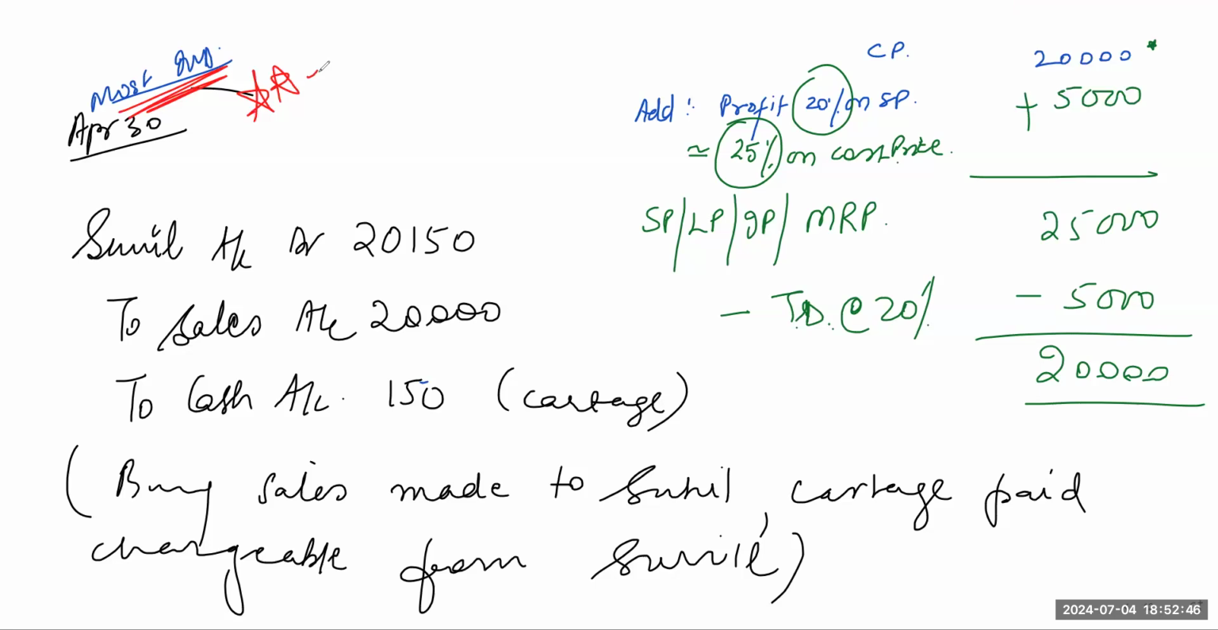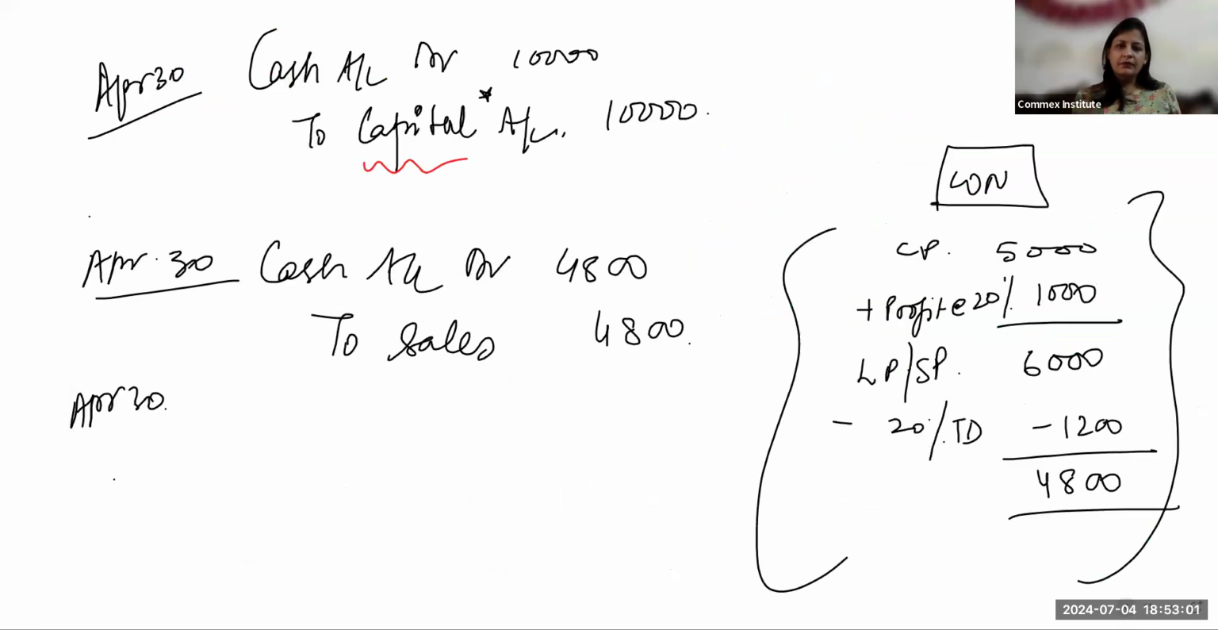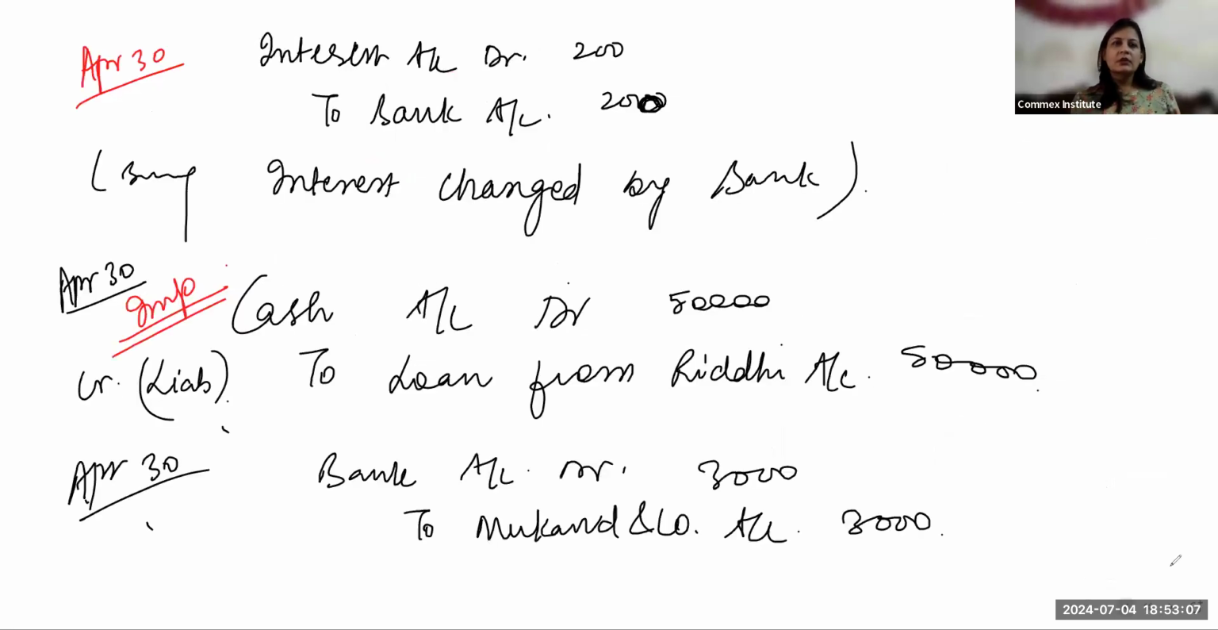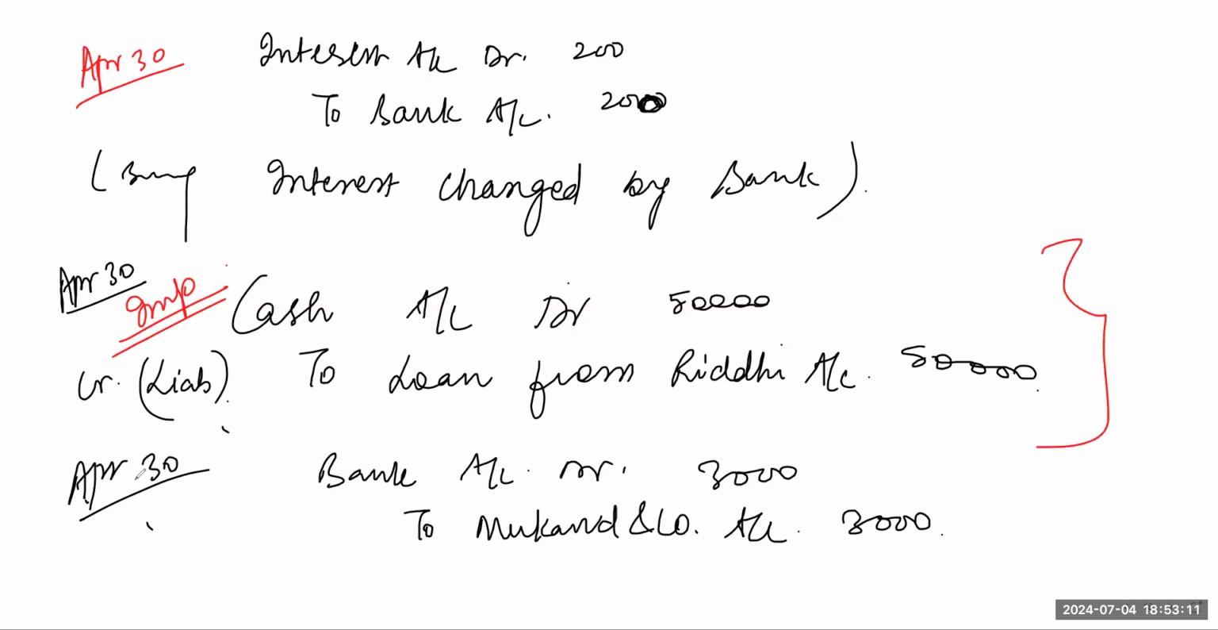Ma'am, can you show the April 30th transaction for borrowed from Riddhi? The fifth last, borrowed from Riddhi at 10% per annum interest. Okay, borrowed from Riddhi. This one? Yes, ma'am.